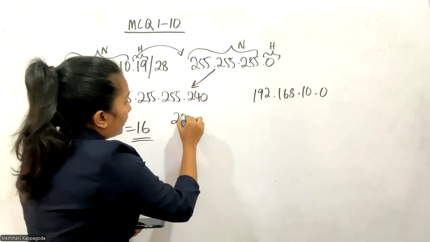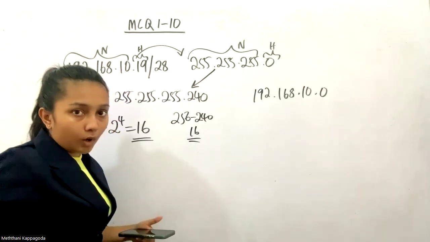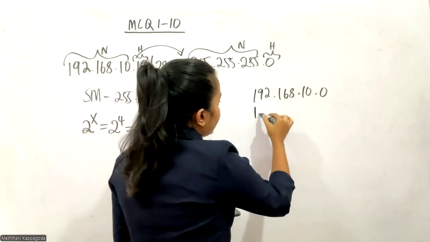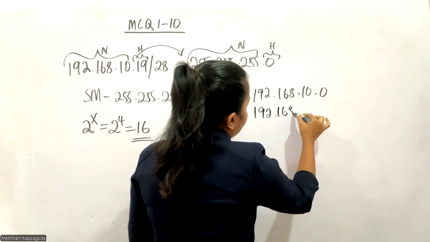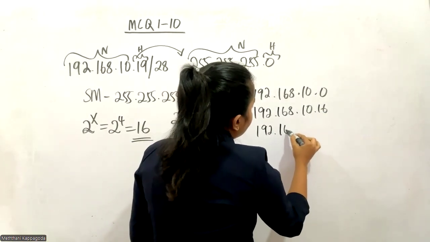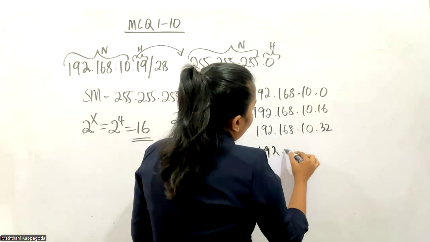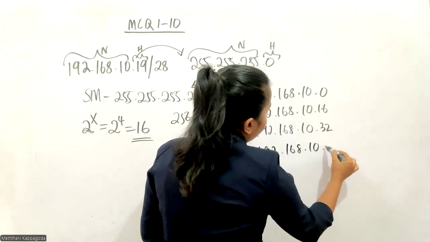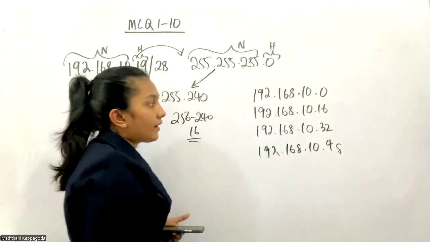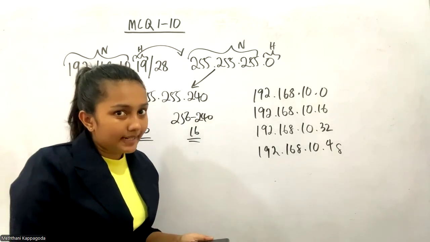Then to find the second network, you have to find the block size. Block size is 256 minus 240, which is 16. So you can add the block size: 192.168.10.16, 192.168.10.32, 192.168.10.48. Likewise, you can write all the subnets. There are 16 subnets and you can write all of them.